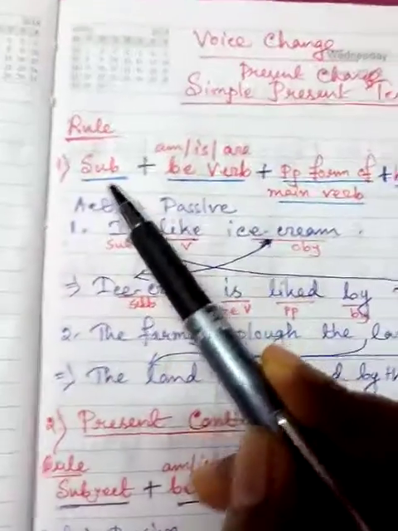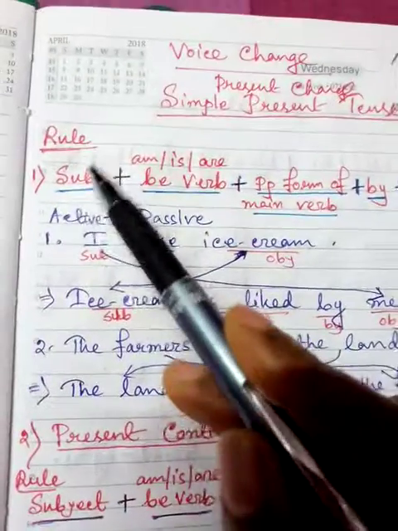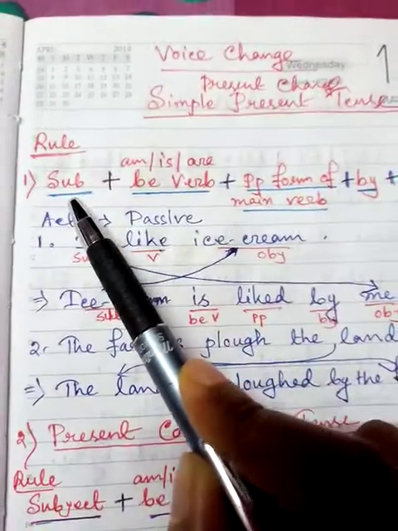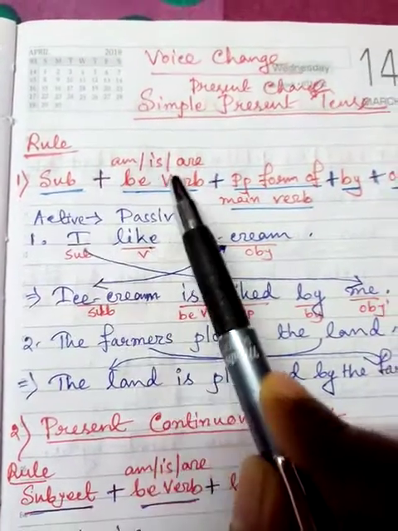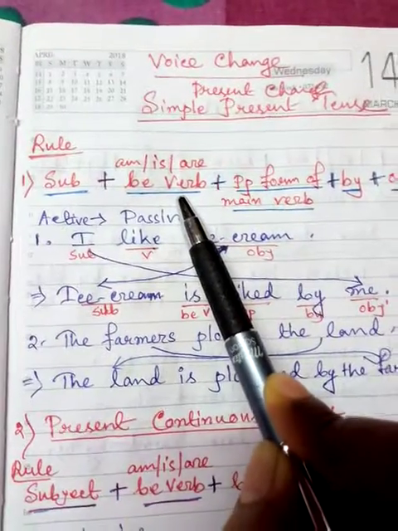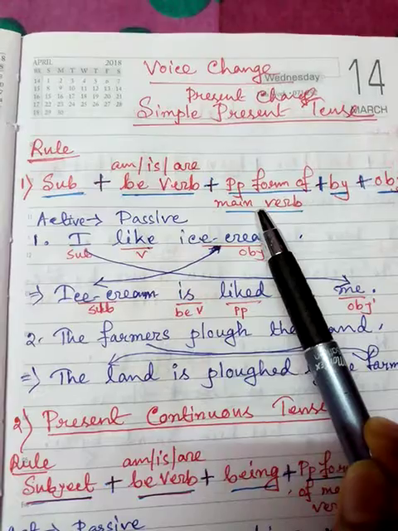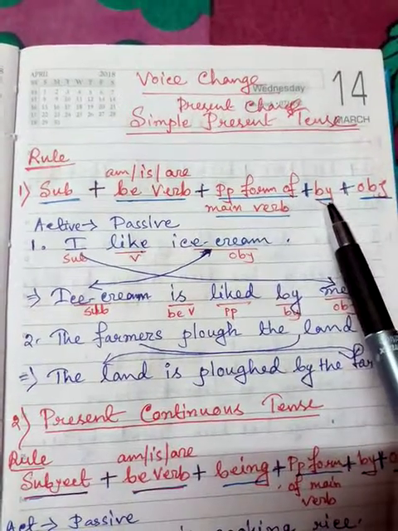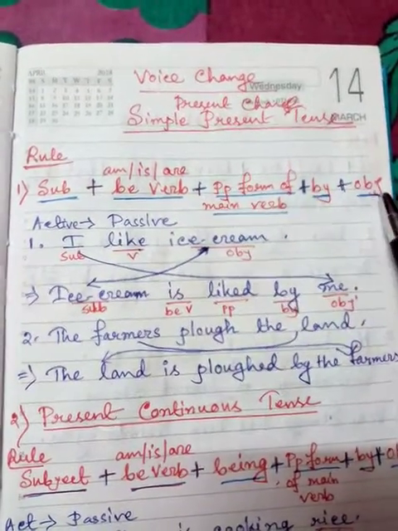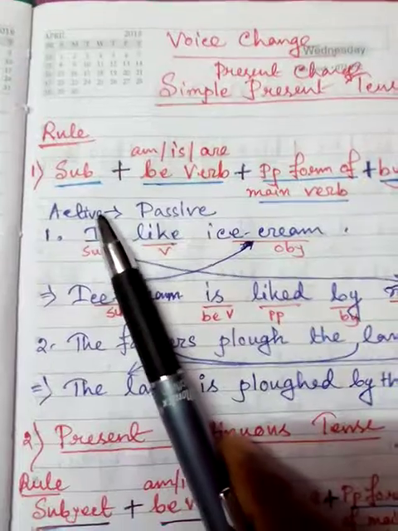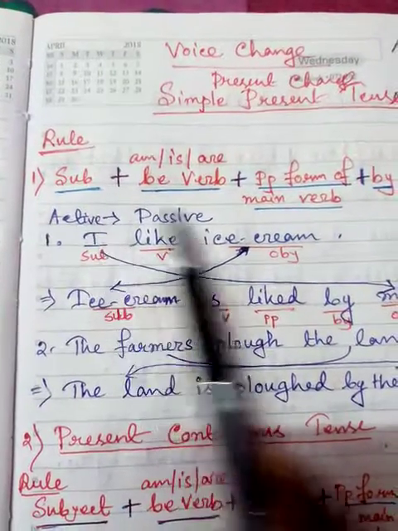So the rule is: first subject, next be verb, next the past participle form of the main verb, that means the pp form, next the by, next the object. So we are turning from active to passive voice.